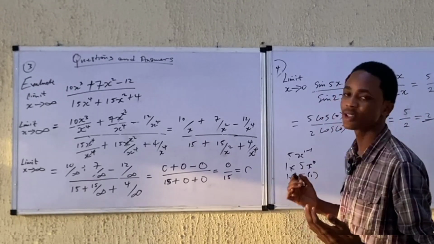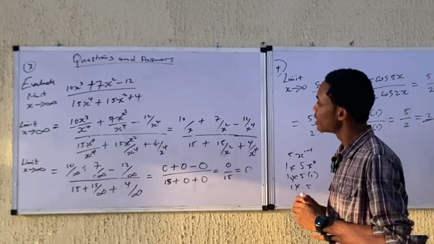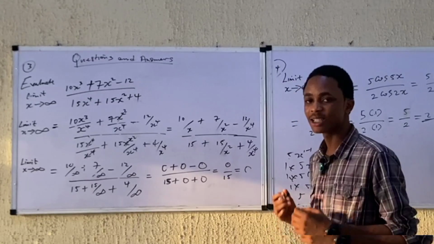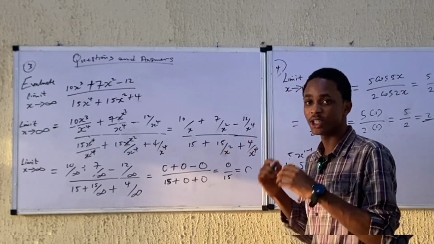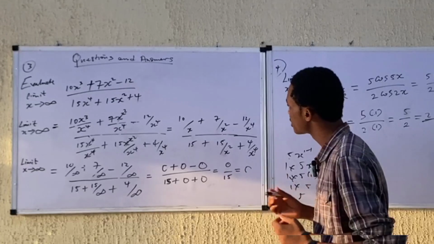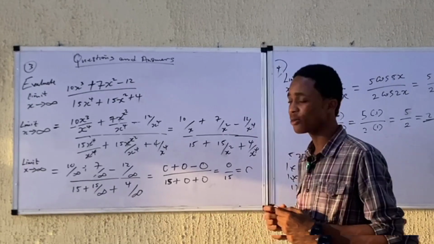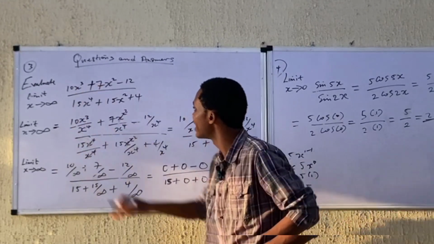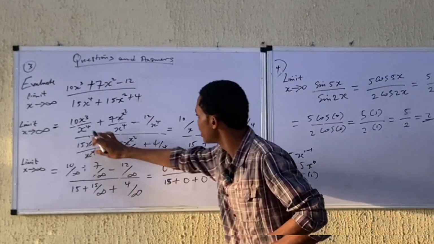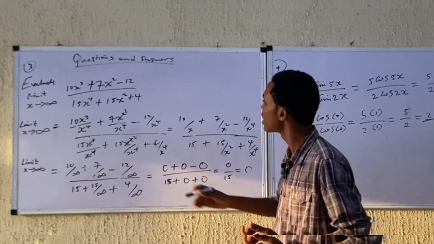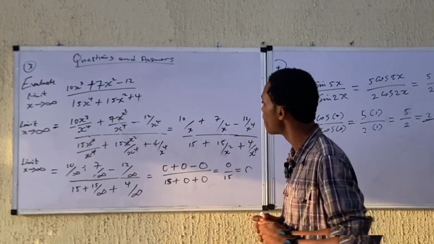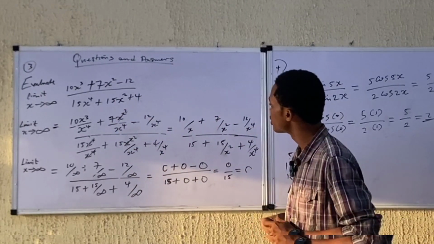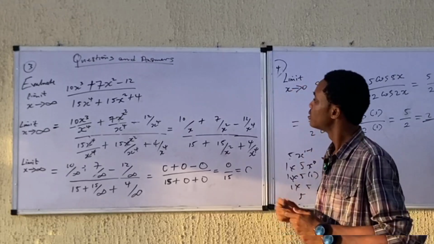So all I'm trying to say is that when you see questions like this, you look for the highest power of x at the denominator, then use that power of x to divide the numerator and the denominator, as showcased on the board. Limit as x approaches infinity, where you use this: 10x raised to the power 3 divided by x raised to the power 4, which is the highest power of x at the denominator, then plus 7 raised to the power 2 divided by x raised to the power 4, minus 12 divided by x raised to the power 4.